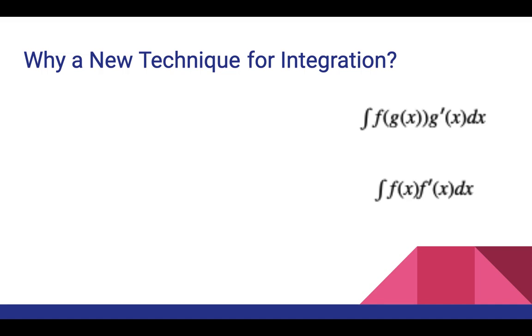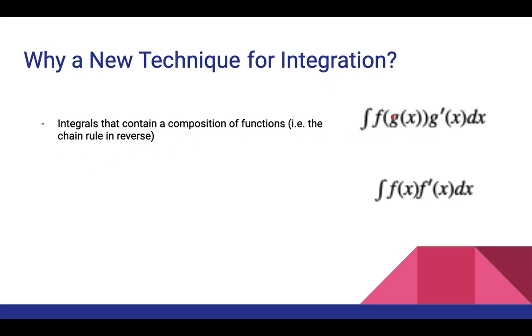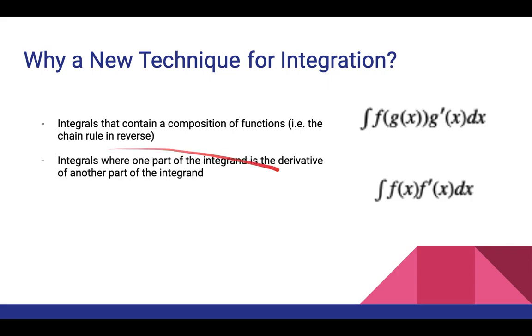Well, the reason is that the integrals we've seen so far mainly involve functions that have known antiderivatives, meaning more or less as long as we know the antiderivative, we don't have to do too much work in evaluating the integral. But now we're going to take a look at cases that contain a composition of functions, aka f of g of x, like the chain rule in reverse, okay? And integrals where one part of the integrand is a derivative of another part of the integrand. So like the integral of f of x times f prime of x dx.